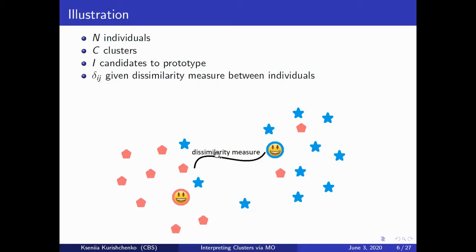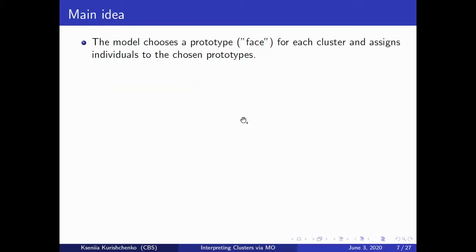To do so, we are working with a dissimilarity measure, and it's given relying on our purpose and data. So it could be any measure which we think could fit our purpose, but I can give you an example. For example, it can be the Euclidean norm for continuous space or something else. So the main idea: the model chooses a prototype, like a face of our cluster, and assigns individuals to the chosen prototype.